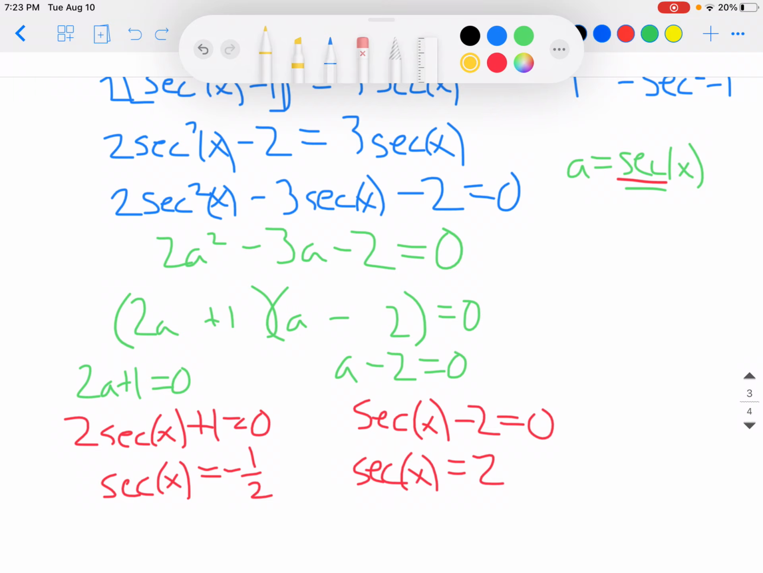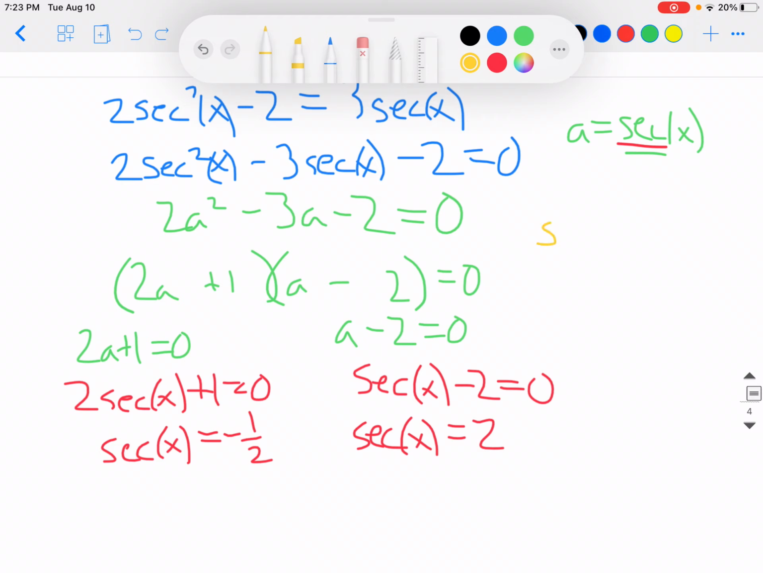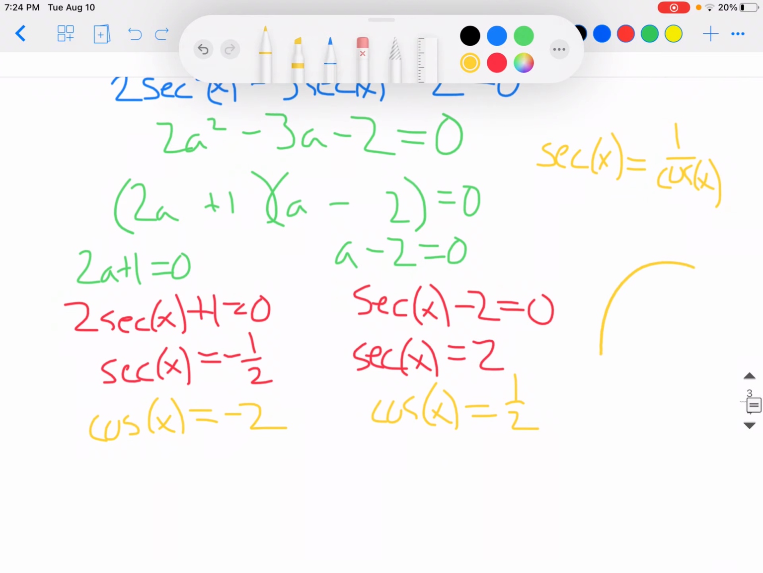All right. Now again, we need to be mindful that secant of x is equal to 1 over cosine of x. And so what that means is we're really looking for a cosine of x that's equal to negative 2, and a cosine of x that is equal to 1/2. When we do it like this, we can see with a unit circle, since all these values are at most 1, that we will never have a cosine value that is equal to negative 2. But we will have a couple of x values that are equal to 1/2.